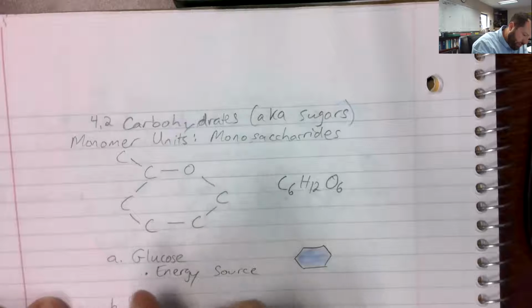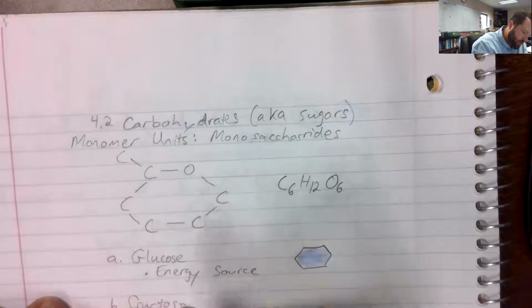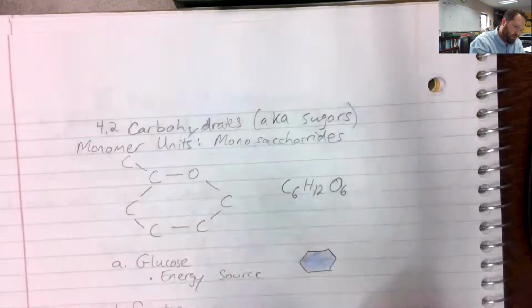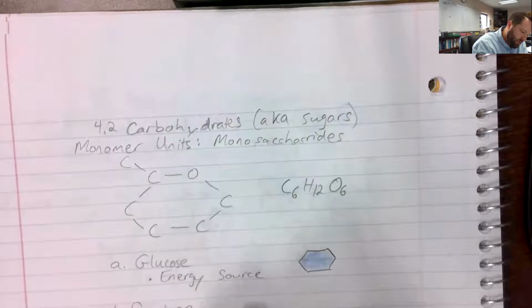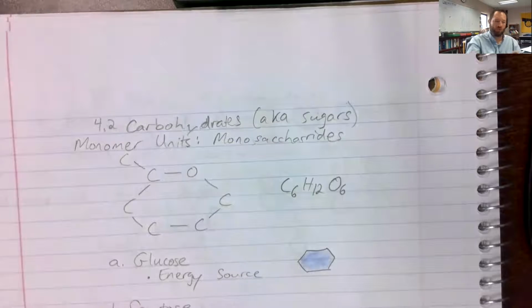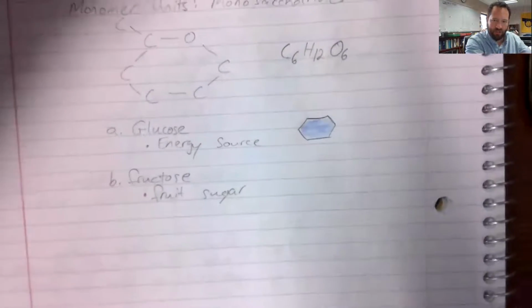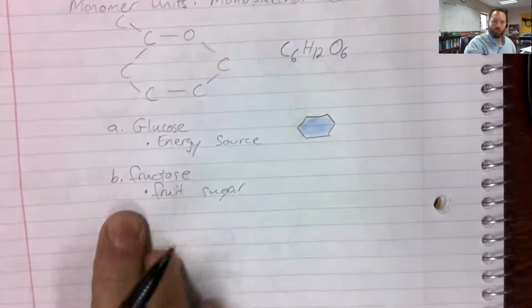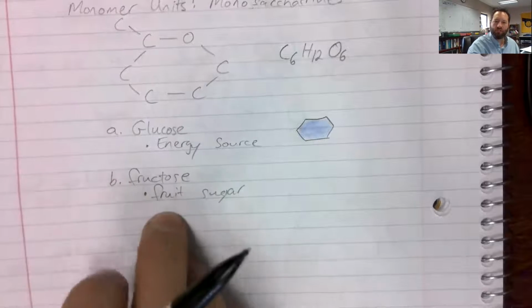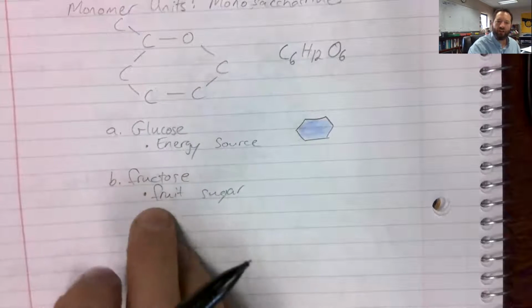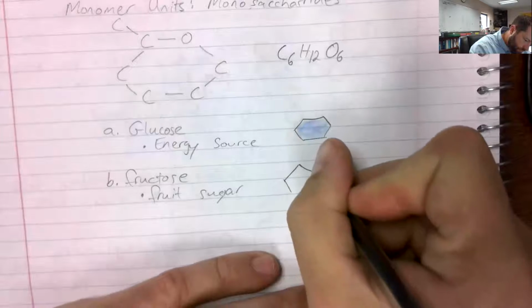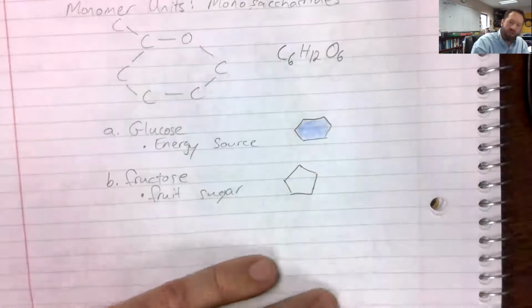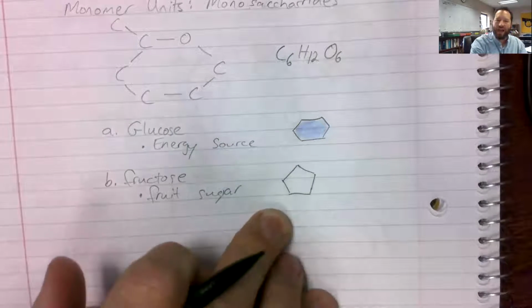Next up, another pretty common monosaccharide, fructose, which is the sugar found in fruits. All right, so we also have fructose. So fructose is found in fruits. It's pretty easy to remember, FR and FR. Fructose is kind of the oddball.